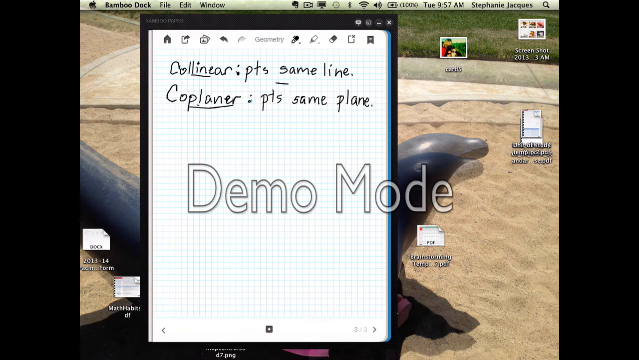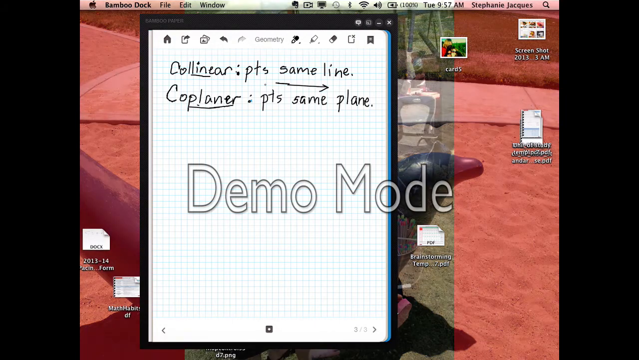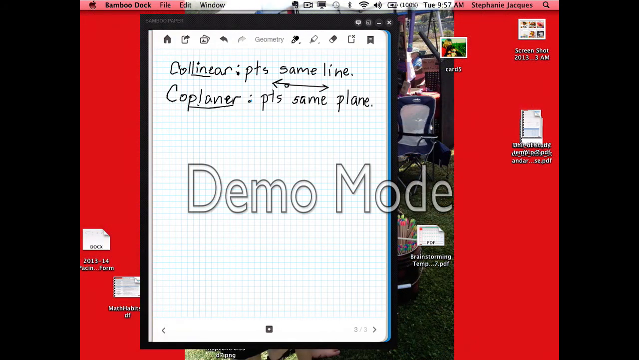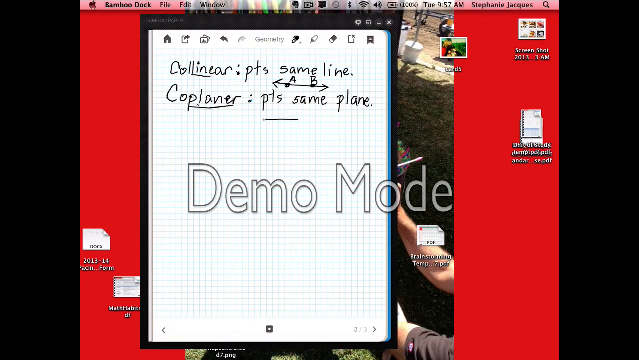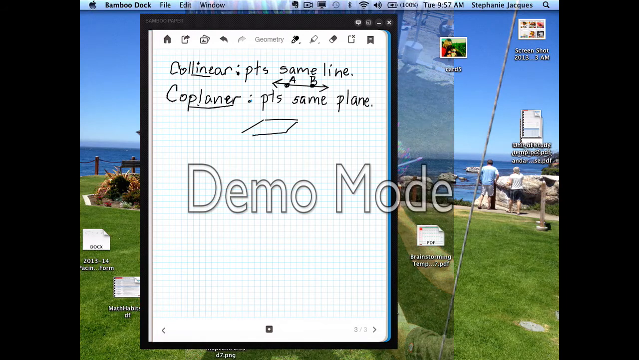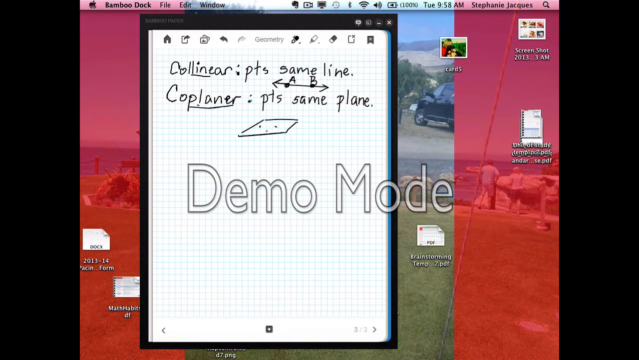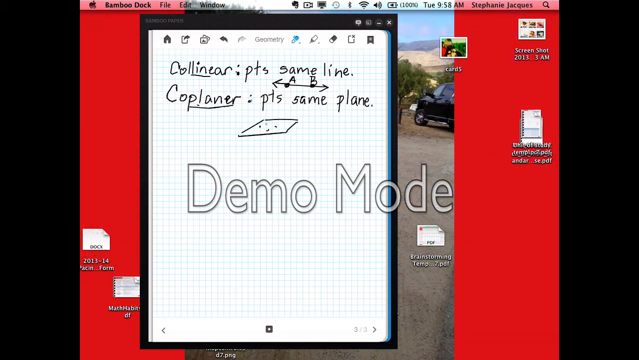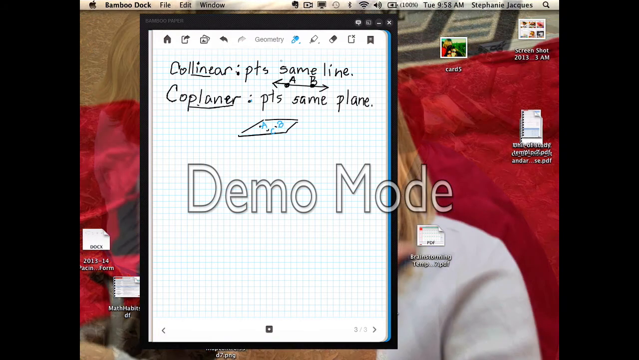So if you go up here, let's say we have a line with the arrows, and we have points A and B. We would call those collinear points because they're on the same line. Let's say we have a plane, though, remember, which is represented by kind of a tabletop shape. And you have a point here, you have a point there, and a point there. So you have point A, B, and C, and those are all coplanar points.